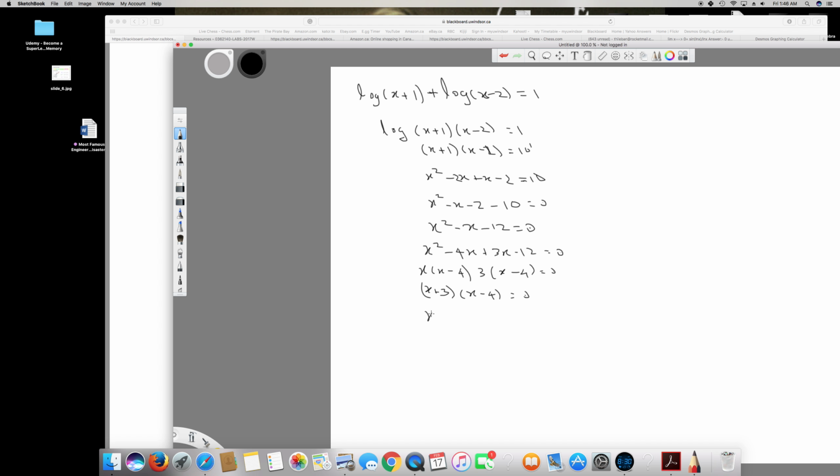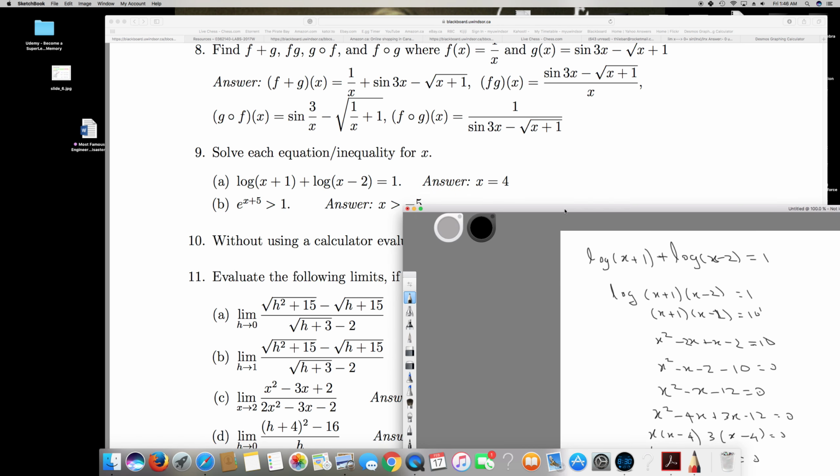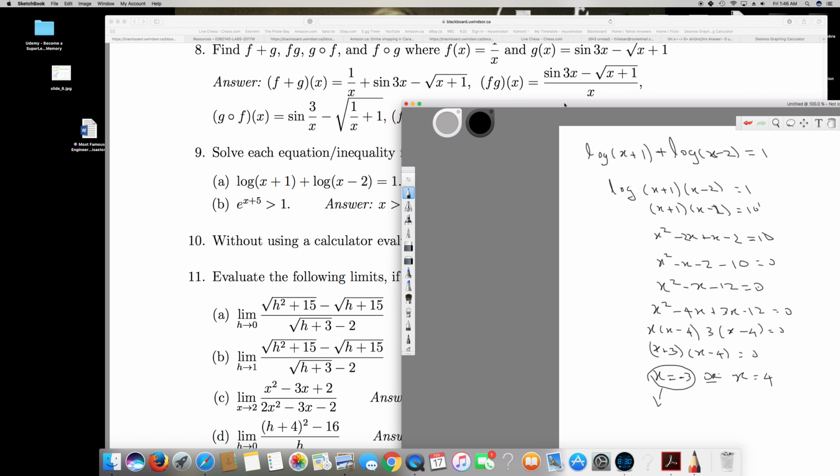So we have two different values: x is equal to minus 3 and x is equal to 4. But in this case, x equal to minus 3 can't be a value, because the domain of log is always positive. Here x is negative, therefore we don't take this one. So x equal to 4 is the answer. That's the answer they have given, and that's how they got it.